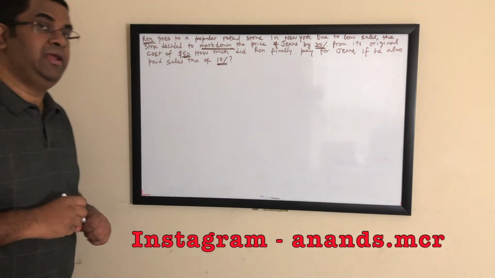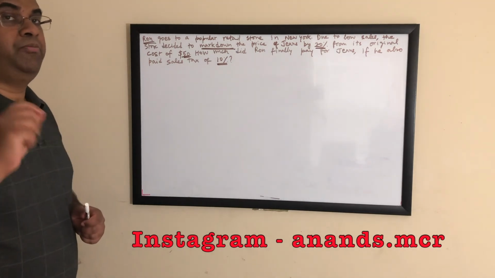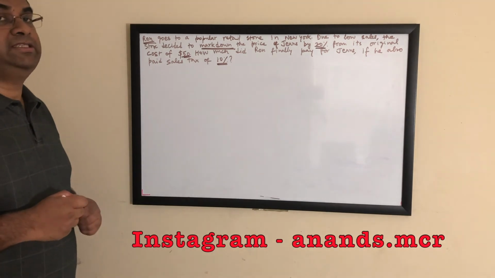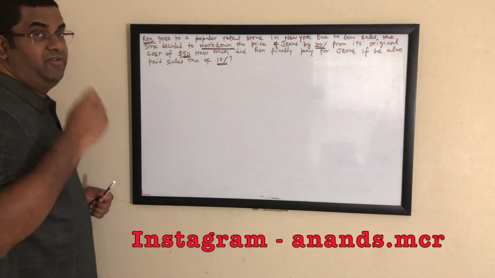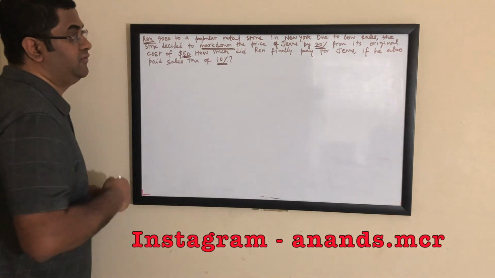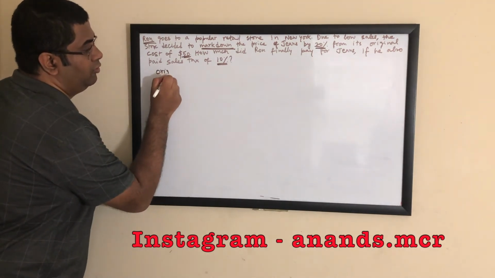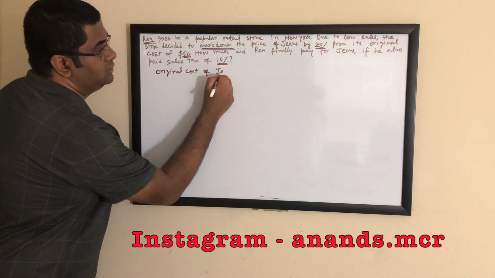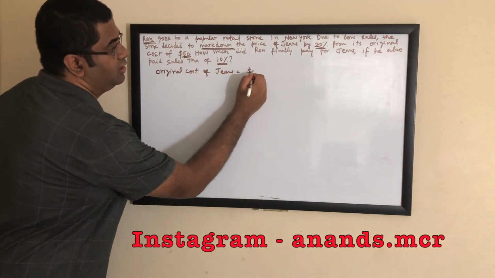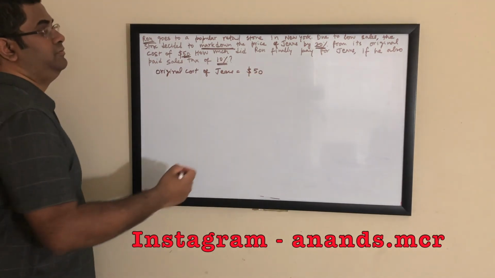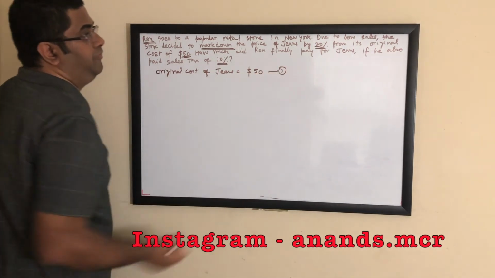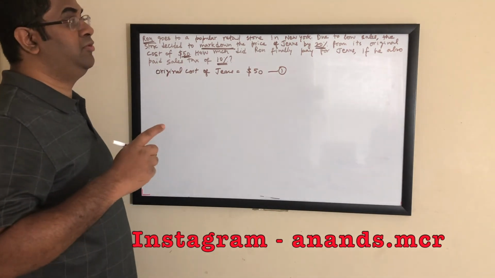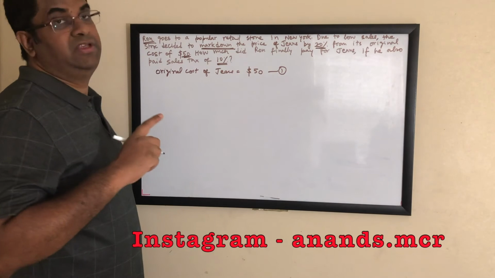And friends, as I've been telling, in a consumer math problem, it is very, very important that you write down the steps clearly so that you do not go wrong. So let's write down the steps. The first step is the original cost of the jeans. Original cost of jeans is equal to $50. Let's call it step 1.